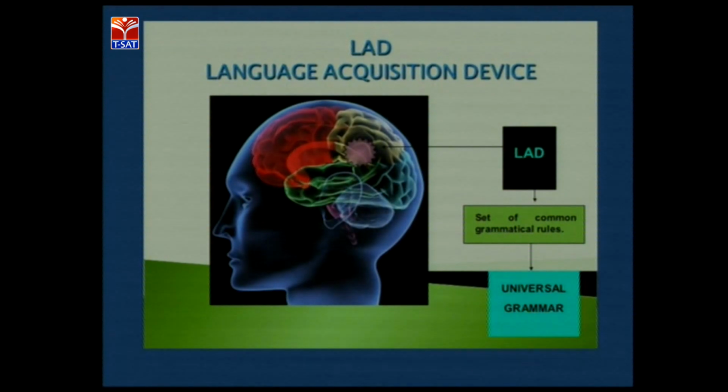And also he states that we have one device. He called it the language acquisition device. Every one of us is provided with a language acquisition device in our mind. It's a sort of pre-installed software which can learn language without any difficulty. LAD, a set of common grammatical rules are there that he named universal grammar. You need not worry about English grammar. You pick up language automatically. Just what you have to do, just use that.